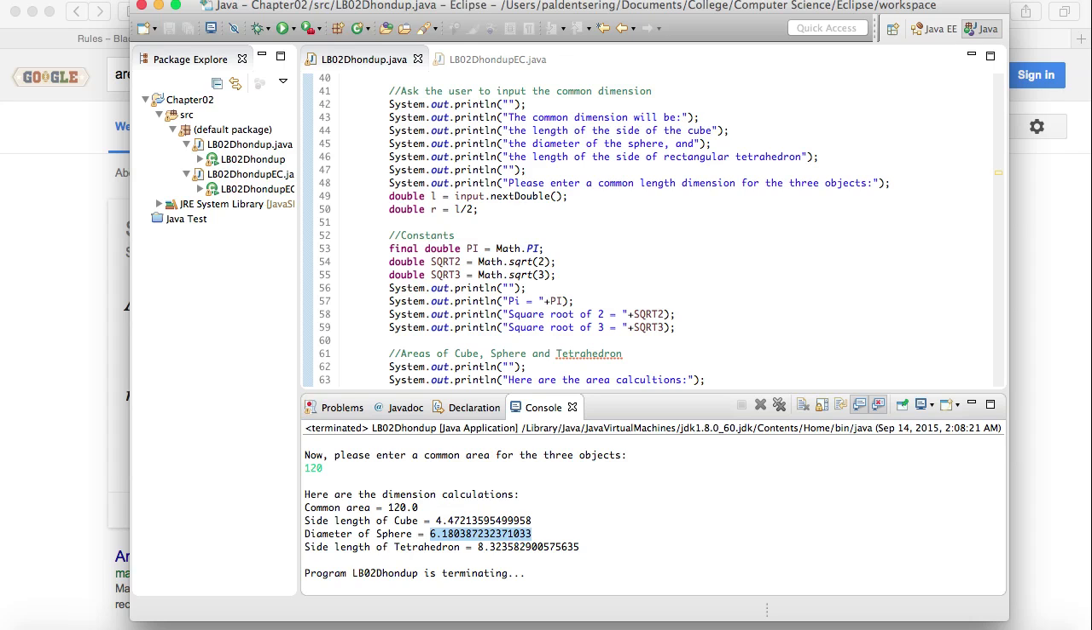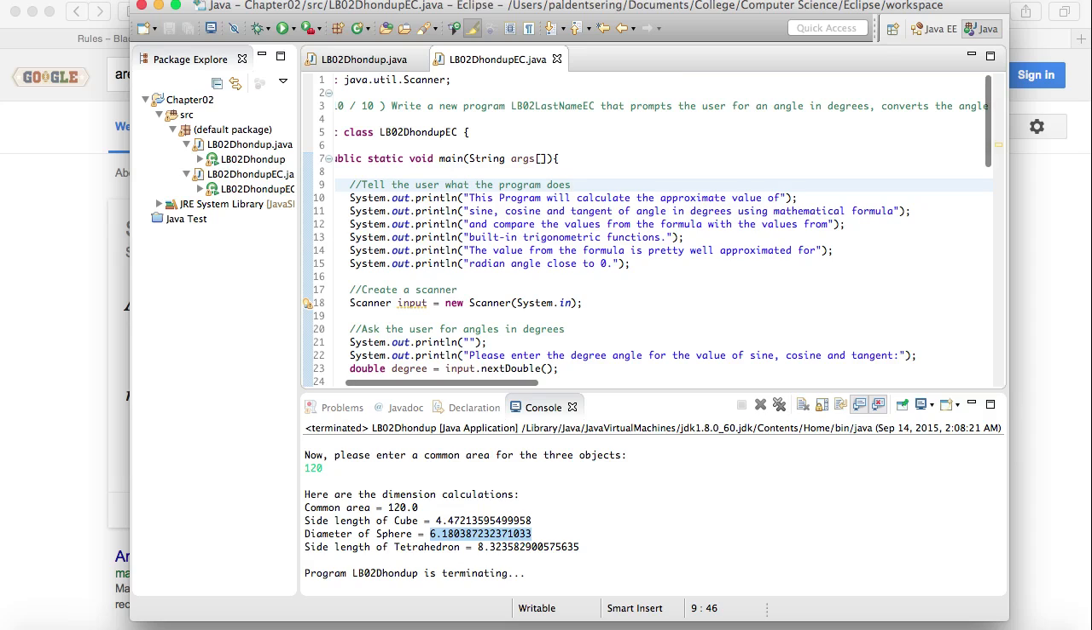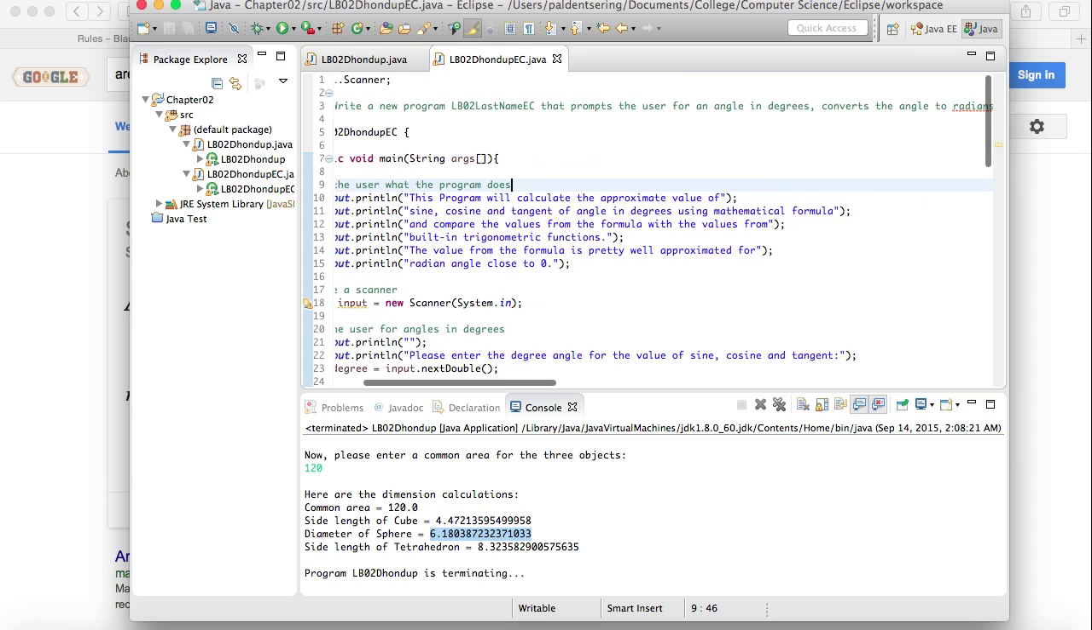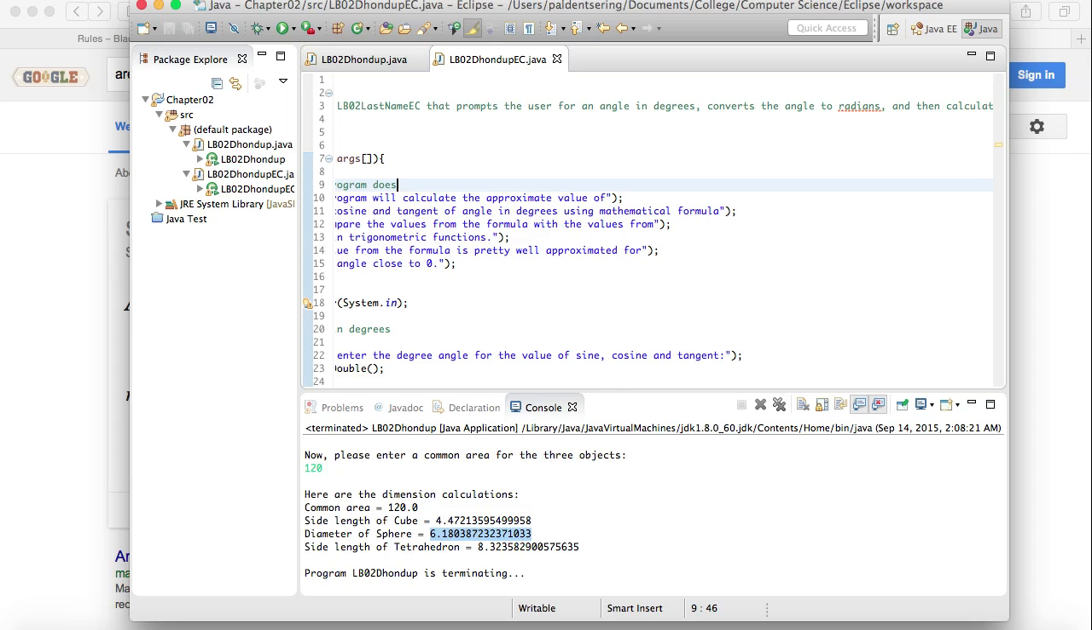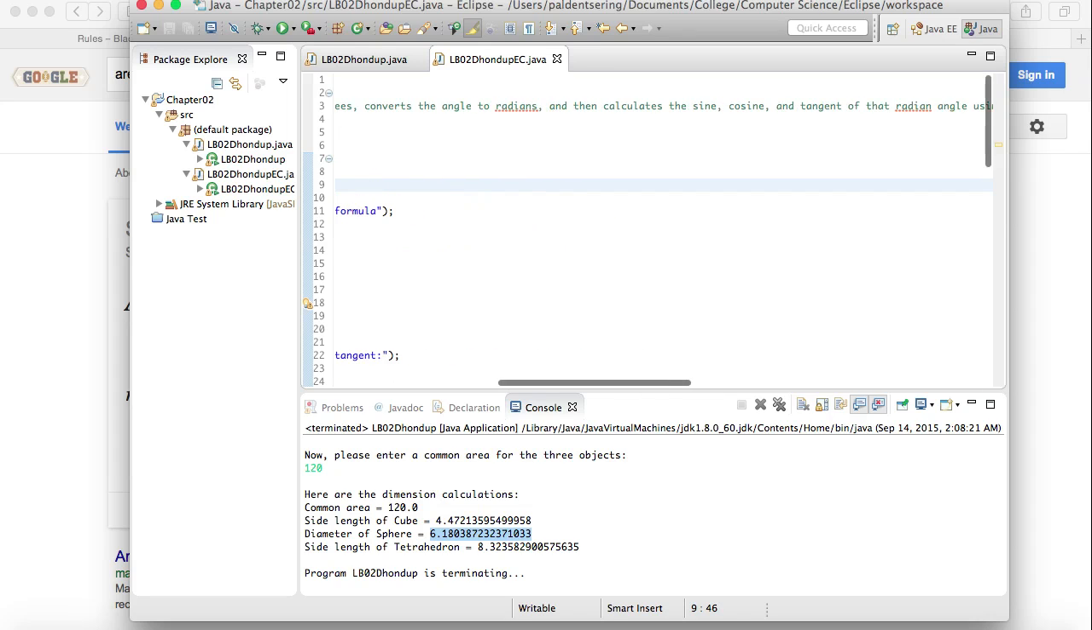Now I'm going to show you what I did for the extra credit. As you can see, the program is going to ask the user what the angle in degrees is, then convert it to radians, and then calculate the sine, cosine, and tangent based on that radian angle using the formula. And then it's going to compare it with the built-in trig functions.